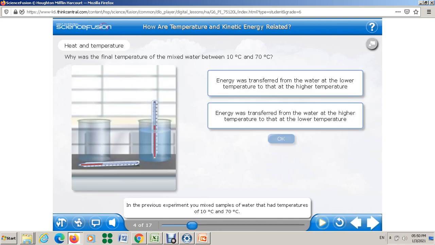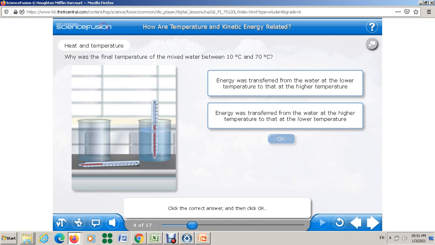In the previous experiment, you mixed samples of water that had temperatures of 10 degrees Celsius and 70 degrees Celsius. Why was the final temperature of the mixed water between 10 degrees Celsius and 70 degrees Celsius? Click the correct answer and then click OK. Energy was transferred from the water at the lower temperature to the water at the higher temperature, or energy was transferred from the water at the higher temperature to the water at the lower temperature.